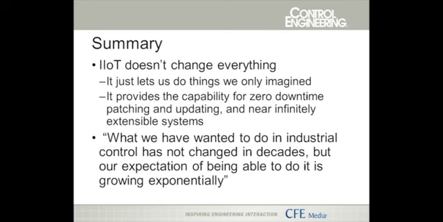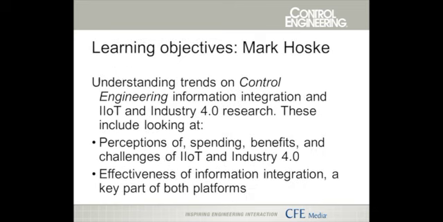extensible systems. So again, to repeat what we've been talking about here, what we've wanted to do in industrial control has not changed in decades, but our expectation of being able to do it is growing exponentially. We have higher and higher expectations that the things we've always wanted to do over the past 30, 40, and 50 years, we are finally able to do. And that's the world that we're moving to in this industrial Internet of Things.